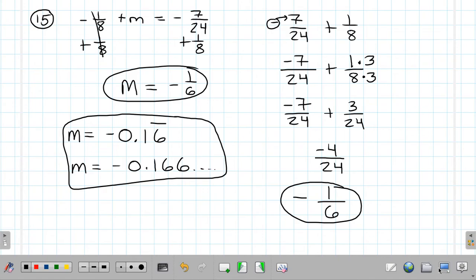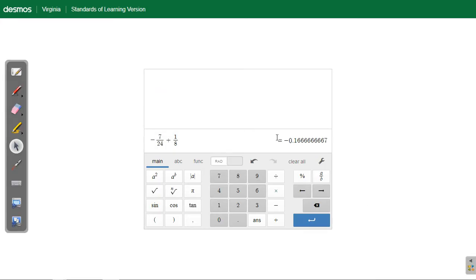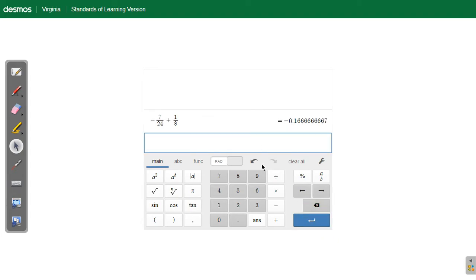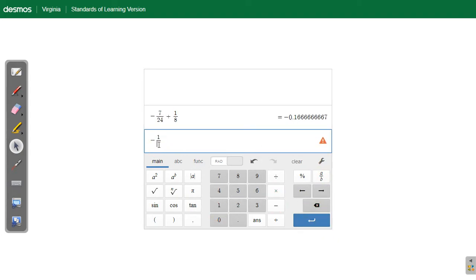But like I said, just to double check and show you that this is the right answer, let's do negative 1/6, okay, just to make sure it matches up with this. So negative 1/6, and that's the same decimal, okay.